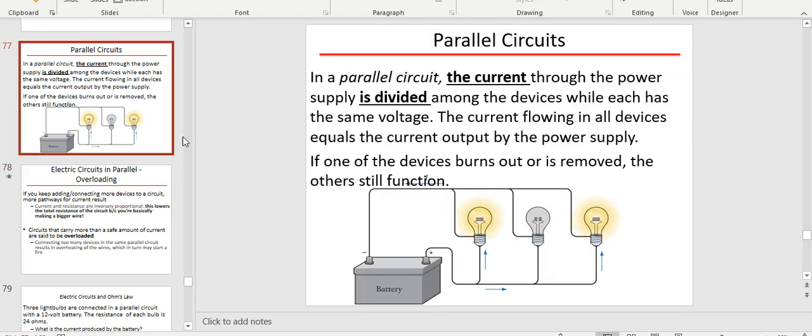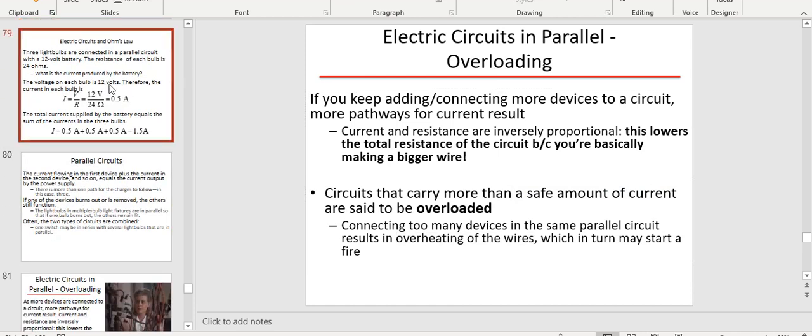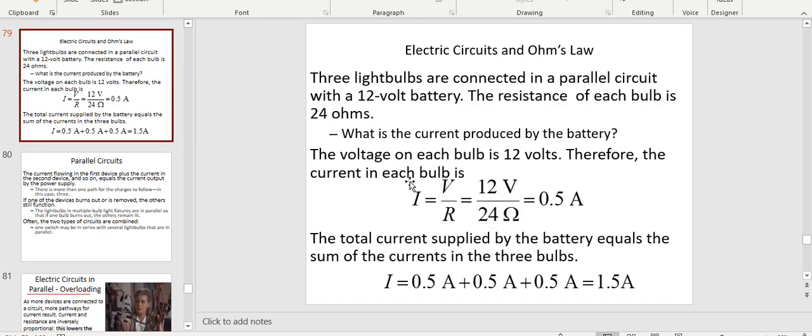So if you have all these light bulbs in parallel, there's really no resistance. And so you have massive amounts of current flowing through, and that's where you can get this overloading. Circuits that carry more than a safe amount of current are said to be overloaded. Connecting too many devices in the same parallel circuit can result in overheating, which can start a fire. Sorry, I just wanted to go through that because it is important.